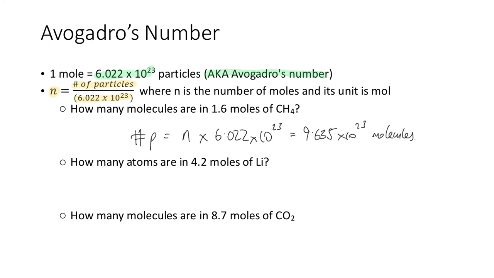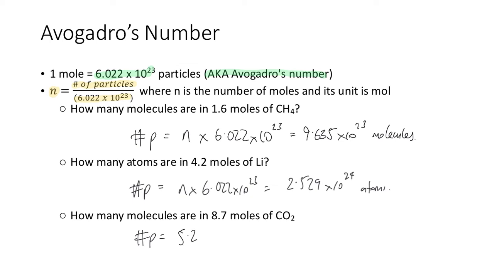How many atoms are in 4.2 moles of Li? The number of particles is equal to n times 6.022 times 10 to the 23, which is 4.2 times Avogadro's number, which would be 2.529 times 10 to the 24 atoms. And again, we can do this for 8.7 moles of something. That's nice and easy.